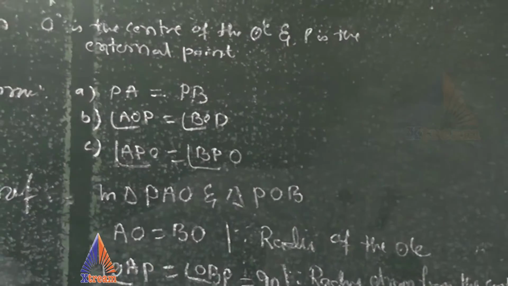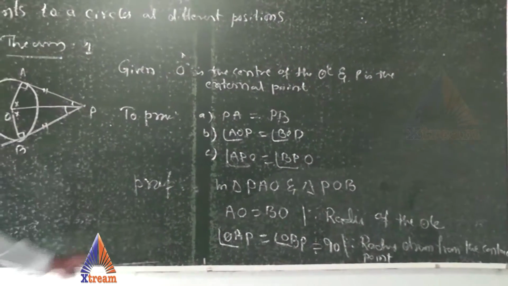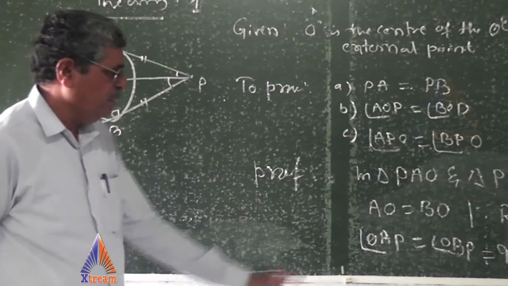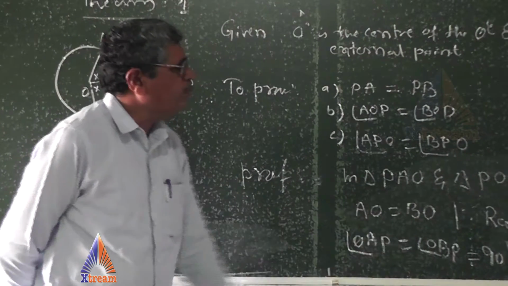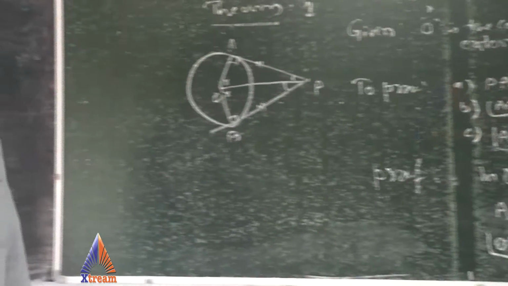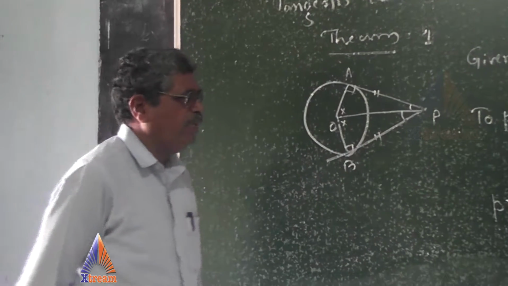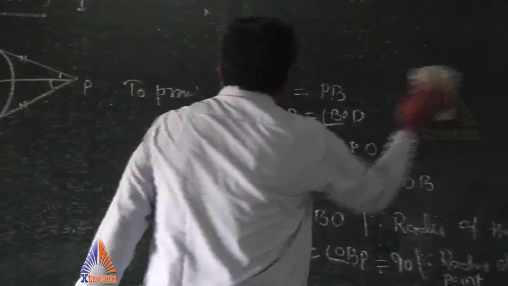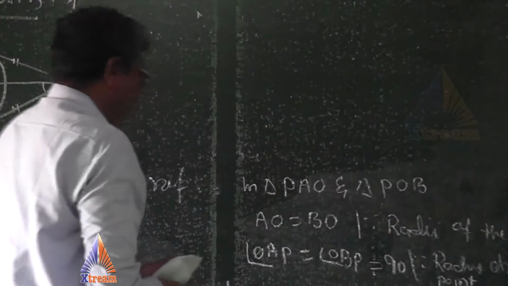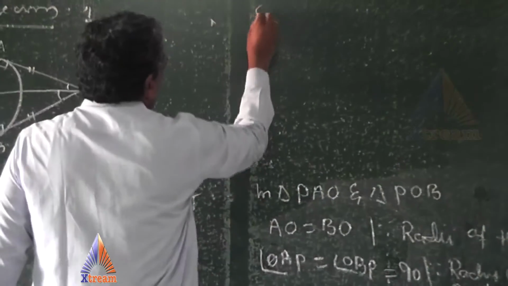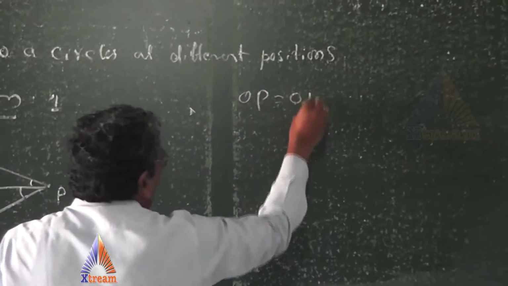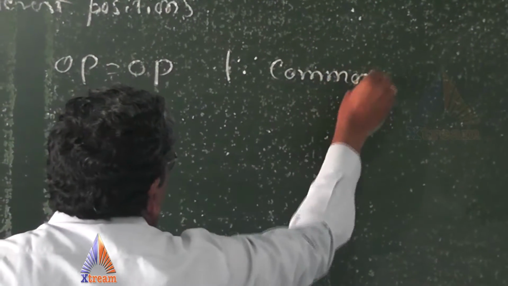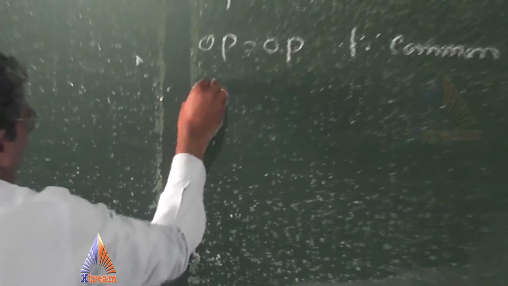In triangle PAO and triangle POB, AO is equal to BO because they are radii of the same circle. Angle OAP is equal to angle OBP is equal to 90 degrees, because the radius drawn from the point of contact is always perpendicular. Next, OP is equal to OP, because it is common.